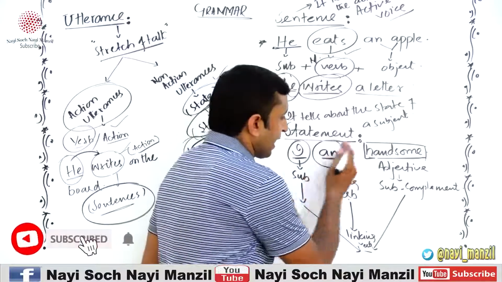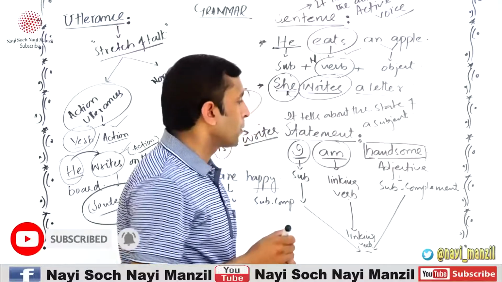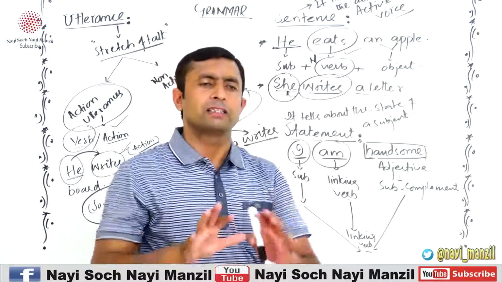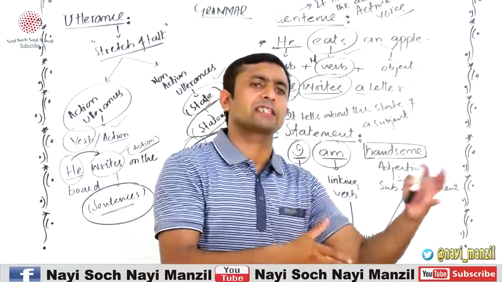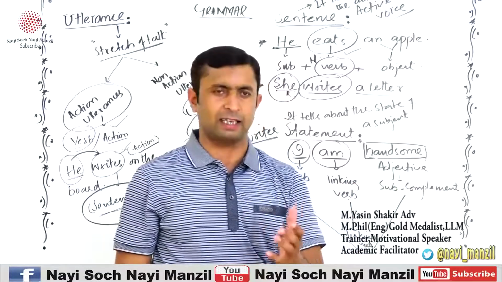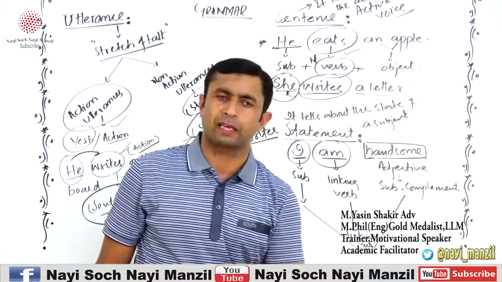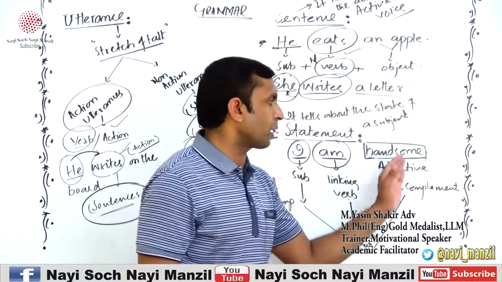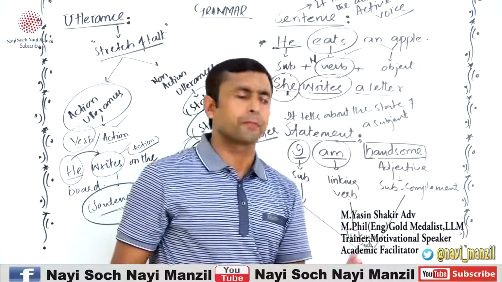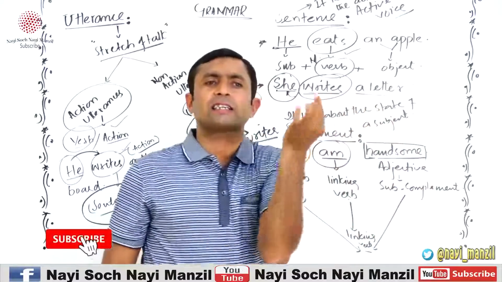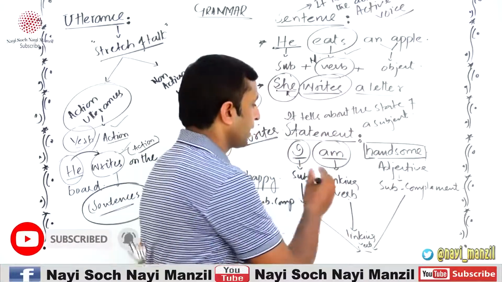Because just suppose we just say "I am." Just say it 3, 4, 5, even 10 times. It will not make sense. It means the utterance doesn't actually make sense without joining the word handsome. What is I actually? Handsome. This is the state of the subject.